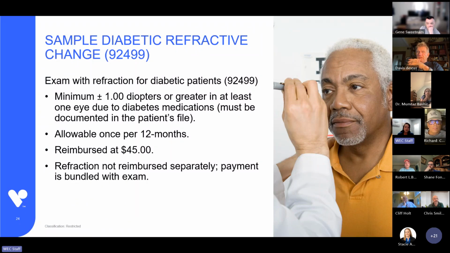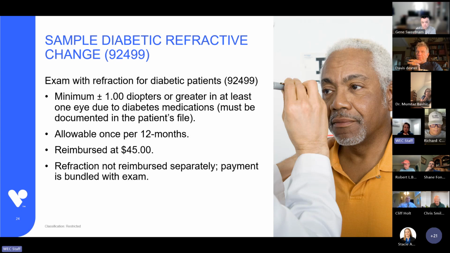So there's a couple of codes that aren't usually covered under your medical plans like United Healthcare or Blue Cross Blue Shield. This is one of them. In this case, the 92499 code is for patients that come in and have had a change in diabetic medication or had it added, and it caused a shift in their prescription of at least a diopter. You want to document that it's due to a change in medication and that there's a diopter change in refraction, and those two events. Then I said you also have to have some diabetic changes.